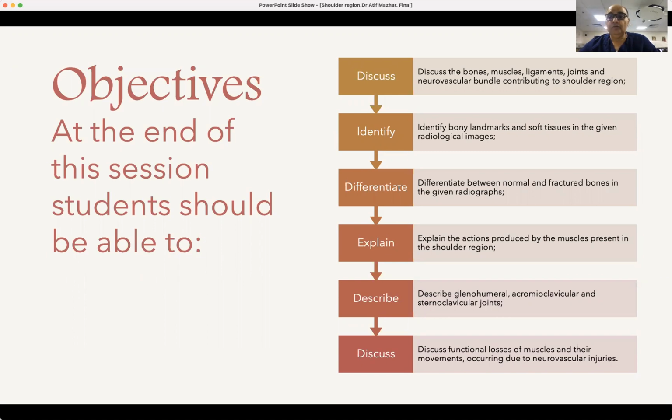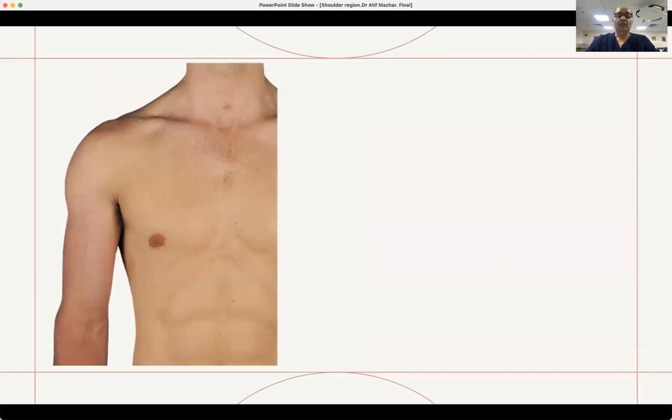When we use the term neurovascular bundle, that means we are talking about injuries or some kind of problems occurring to the nerves and the arteries. Now, you're looking at a human chest, a male one. And what are the structures which are located under this anterior chest wall?